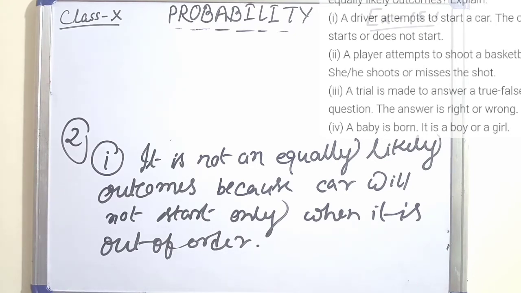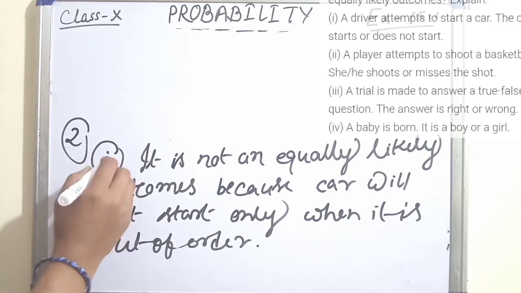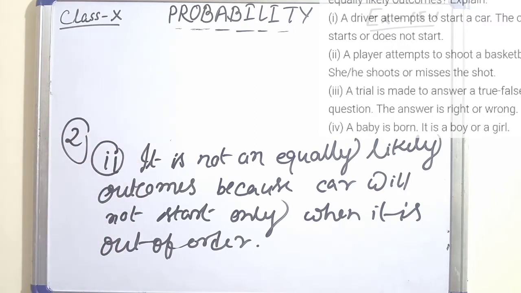Now next, a player attempts to shoot a basketball. She or he shoots or misses the shot. So it is again not an equally likely outcome, because this game depends on many other things or many factors.